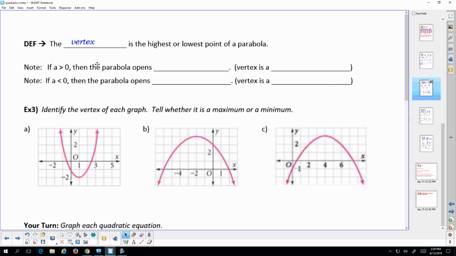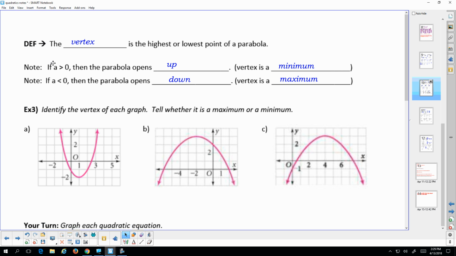Now remember ax squared plus bx plus c. If the leading coefficient is greater than 0, the parabola is going to open up. So the vertex is going to be a minimum. That means it's going to go down and then turn around and come back up. If the leading coefficient is less than 0, it's going to open down. So the vertex is actually a maximum. So it'll go up and then turn around and come back down. So if the coefficient of the x squared is positive, it opens up. If it's negative, it opens down.